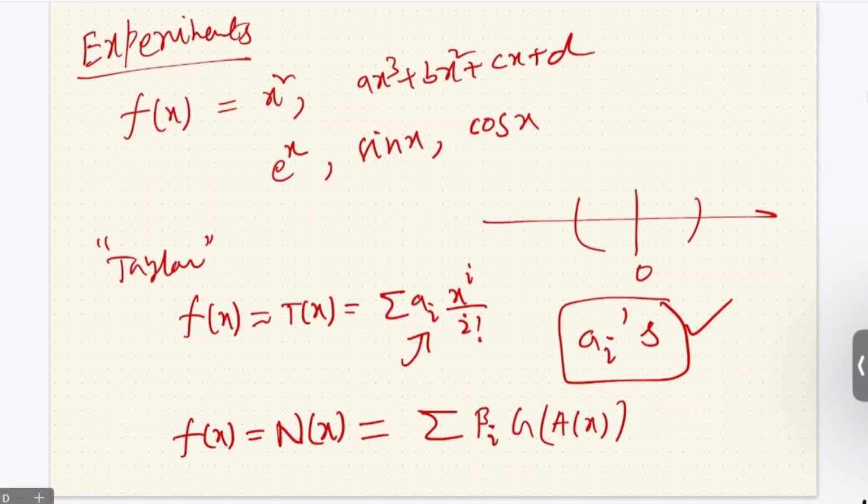I'm not writing everything. Summation i equal to 1 to some k. So now here you have to approximate a lot of coefficients which are involved, and here also a lot of coefficients are involved.